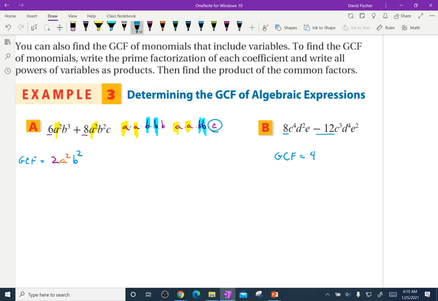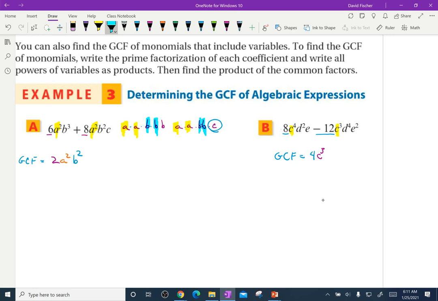So 4. Now, once again, I'm going to look at my variables. So they both have a C, and I'm going to go in alphabetical order. This one has 4 C's, and this one has 3. 3 is the most. So I want to say C to the third. That's the most I can take out of both. Even though this one has more, if I said C to the fourth, this one would not have enough. Okay? So again, that's very important.